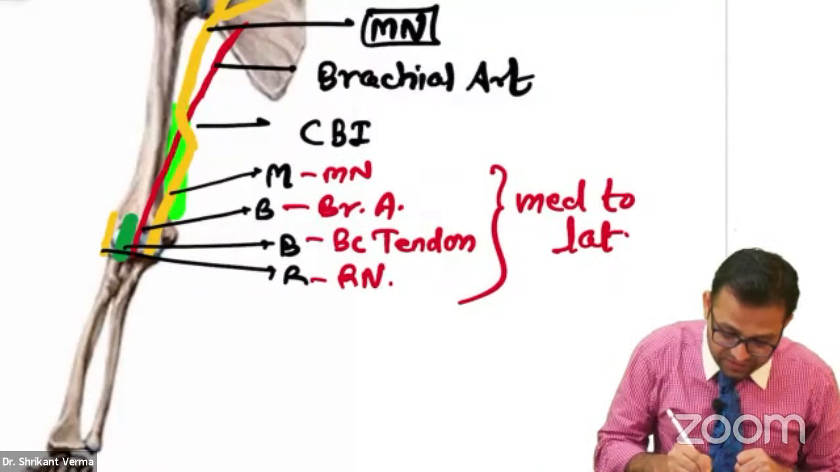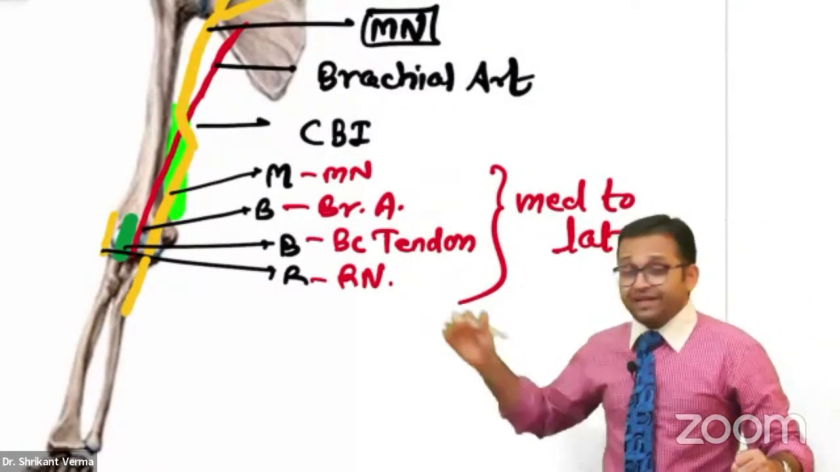Now, this nerve is running in our forearm anterior compartment.